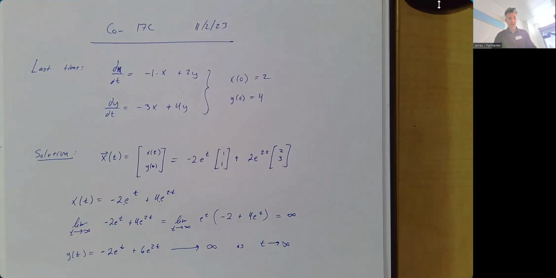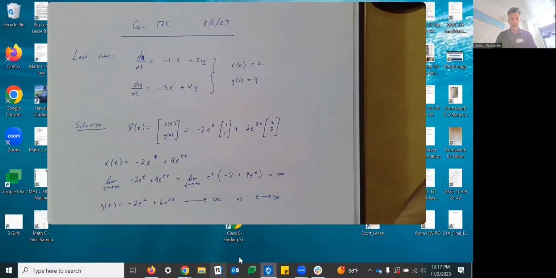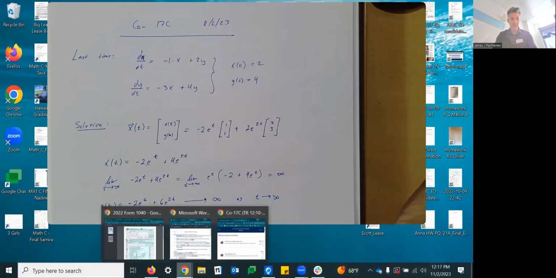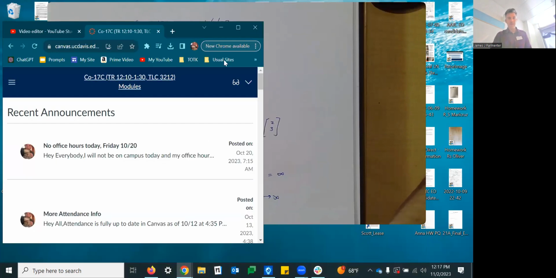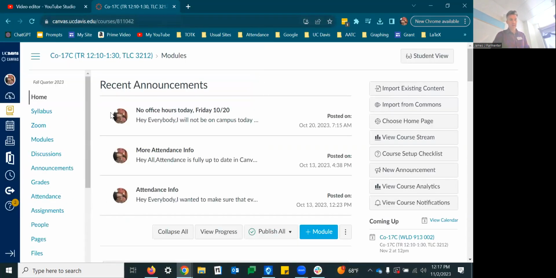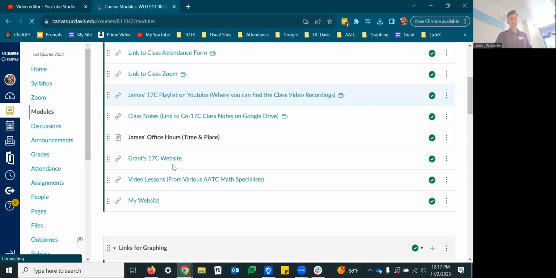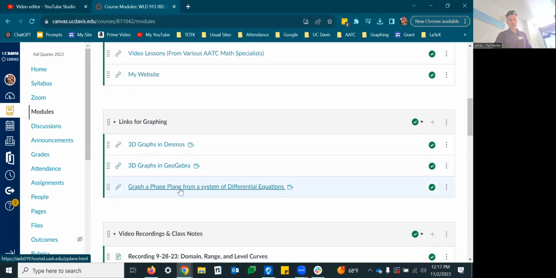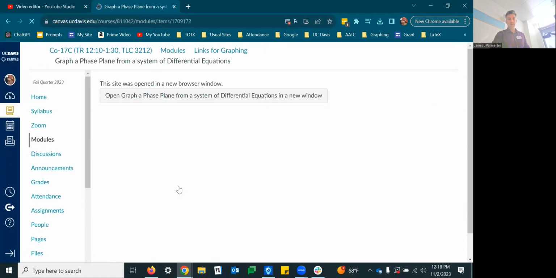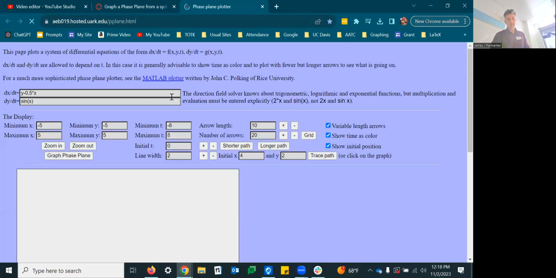Actually, this is something I wanted to point out to everybody here. If you look at Canvas, and if you look at the modules, which I guess is also on this page here, but whatever, I just clicked on it. If you scroll down just a little bit, you'll see the link to graphing a phase plane from a system of differential equations, which I think is useful. And if you open it, you've got this set up here.